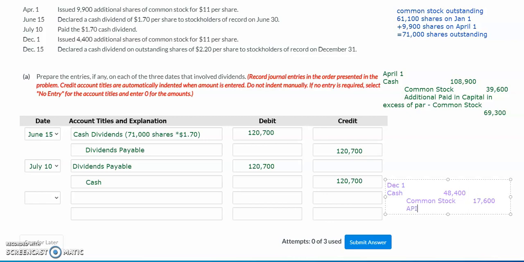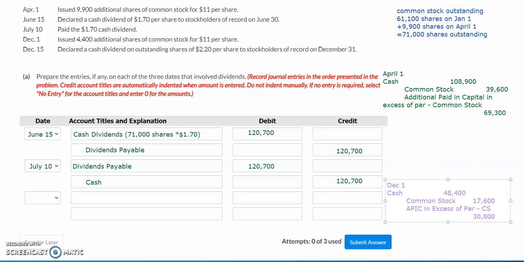And we're going to credit this long account title again. This time I'll abbreviate this, additional paid in capital in excess of par on the common stock. And we're going to just take the dollar difference between the cash, which is the market price, minus the common stock at the par value. So we're going to credit 30,800, and this is just for reference.